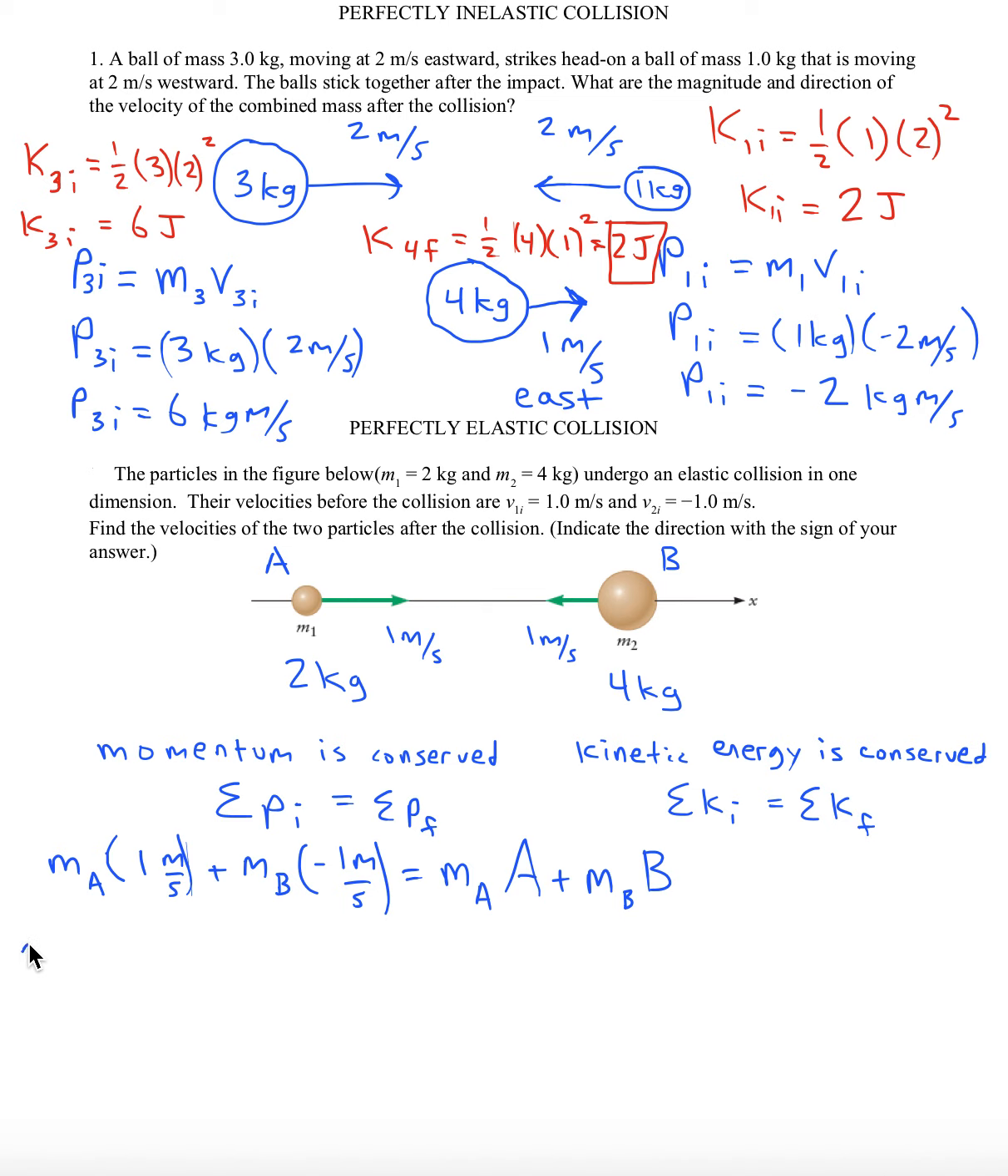So we'll get 2 times 1 plus 4 times negative 1 equals 2A plus 4B. And we can further simplify that to 2 minus 4, which is negative 2, equals 2A plus 4B. And that's as far as I can go with that equation.